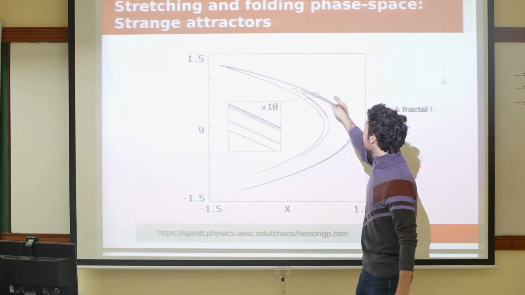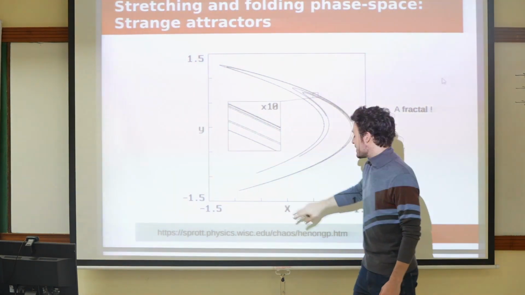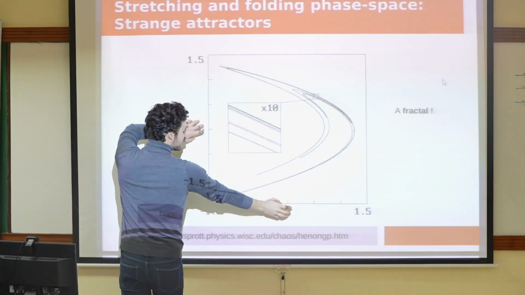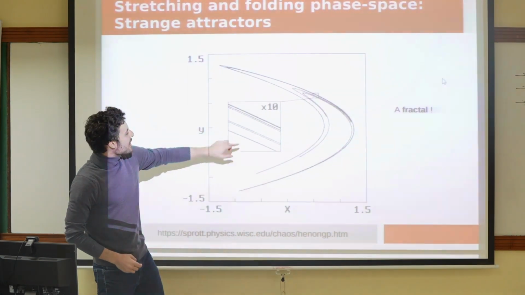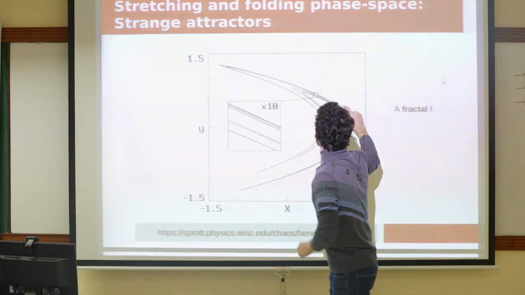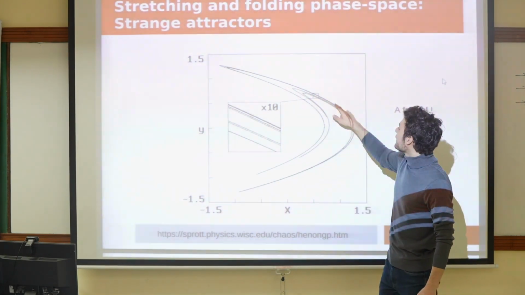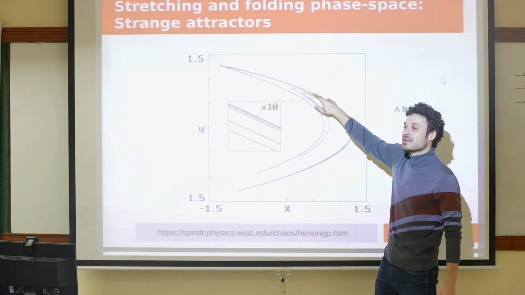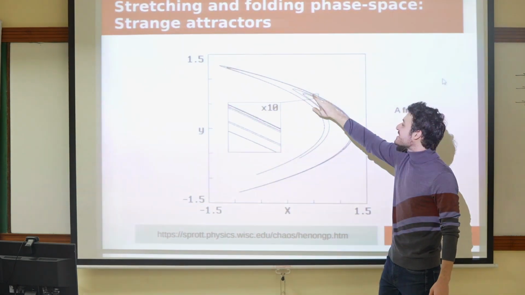Okay, so here, this is the structure of your attractor in phase space. This is the phase space, these are the state variables. And you can see that here there's the thing that looks like a thick line. But the thing is, it's not actually a thick line.